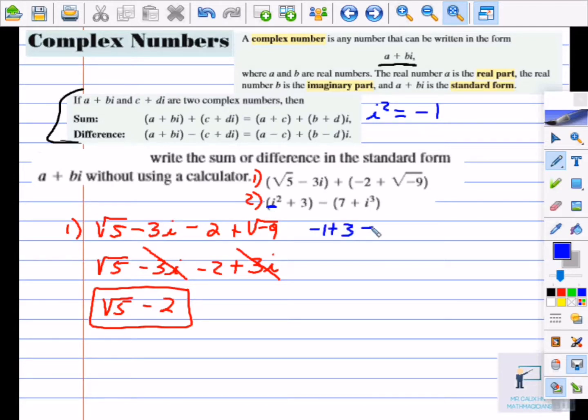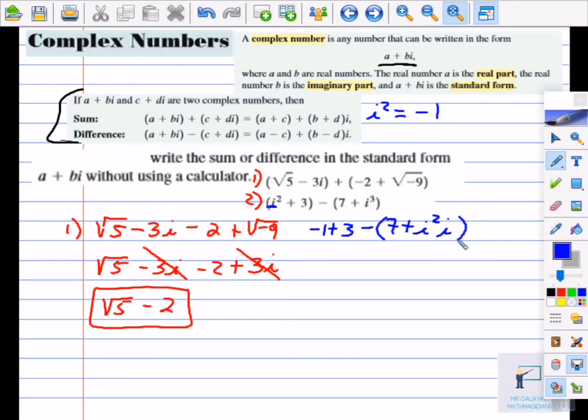Now, here I have a difference. So if you get confused, just use your parentheses. We copy what you have inside, 7. And I'm going to try to make that i to the third power into an i squared. So what we're going to do is this: i squared times i. It's like saying i cubed.